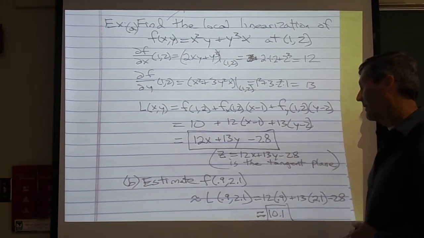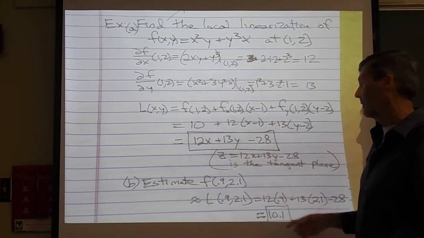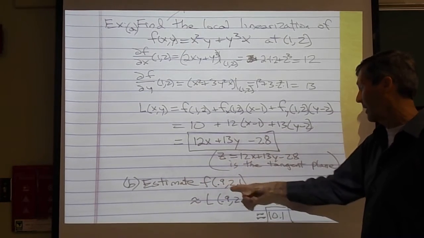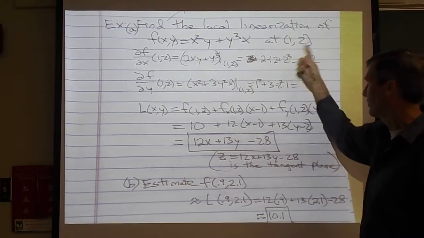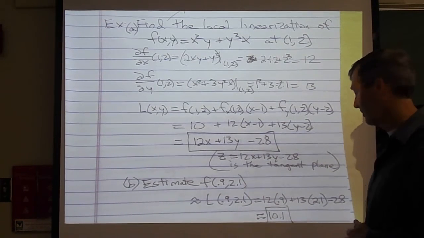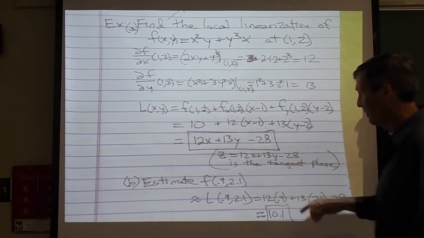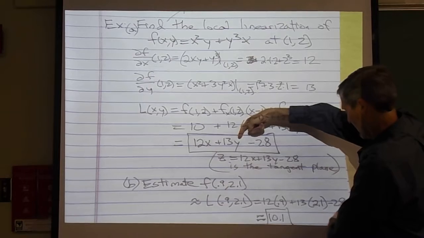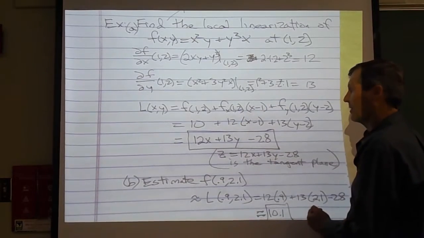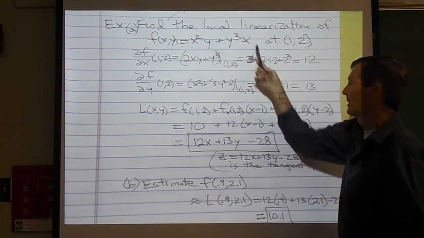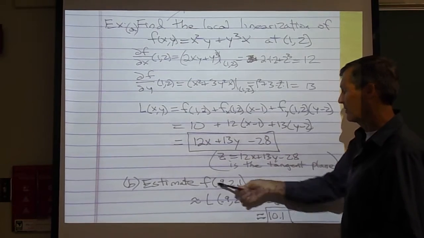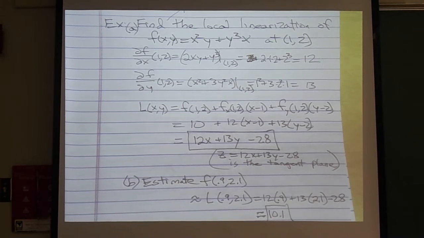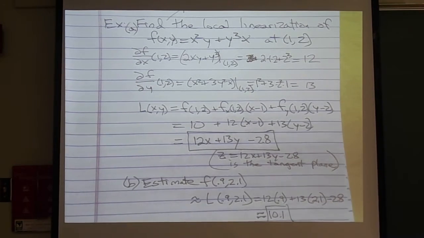All right. Now we can use the tangent plane or local linearization to estimate f at the nearby point 0.9, 2.1, which is near 1, 2. It should give an approximation when we're nearby. So we just plug in 0.9 for x and 2.1 for y, and we get 10.1 as the approximate value of this polynomial by a tangent plane approximation at the point 0.9, 2.1, near the point of tangency 1, 2.